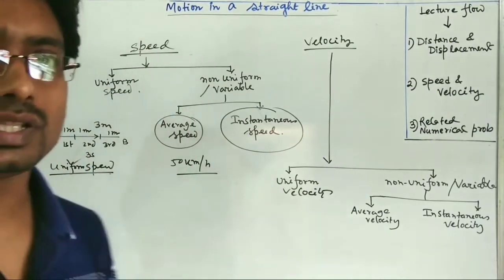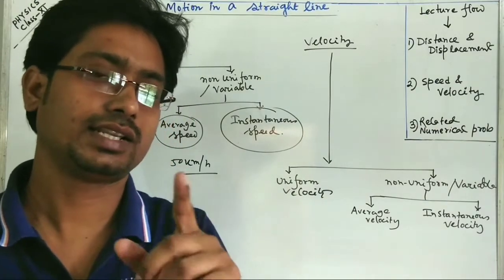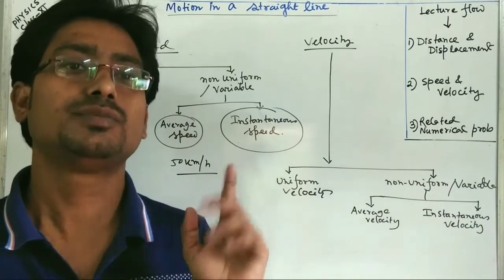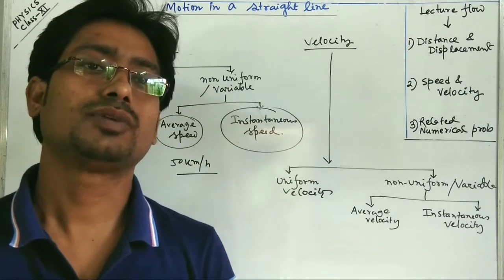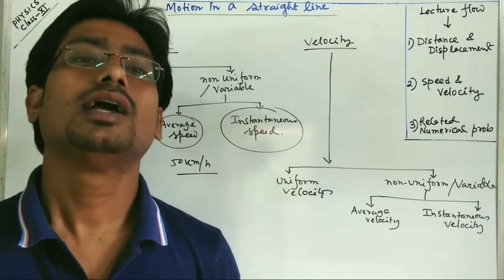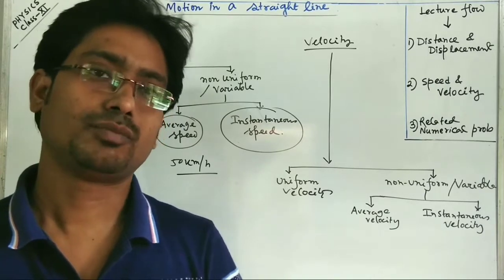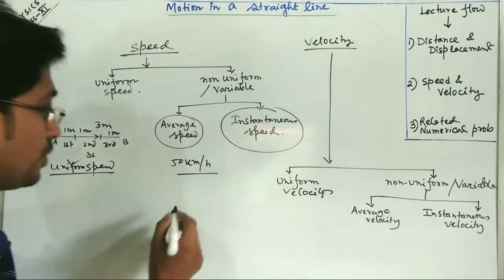it doesn't mean that in each and every segment of the journey, each and every second, each and every moment, the body keeps its speed as 50 km per hour. It may sometimes be less than 50 km per hour, sometimes greater than 50 km per hour. On an average, the body moves at 50 km per hour. Suppose I am just giving one example.